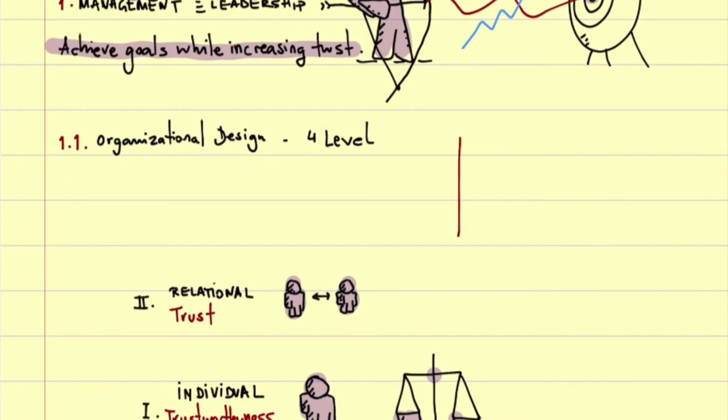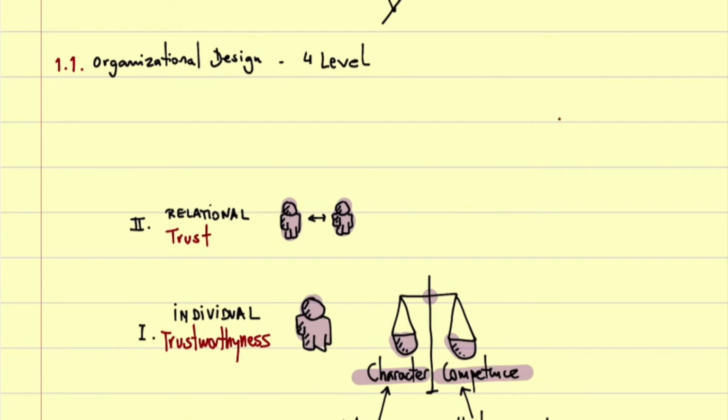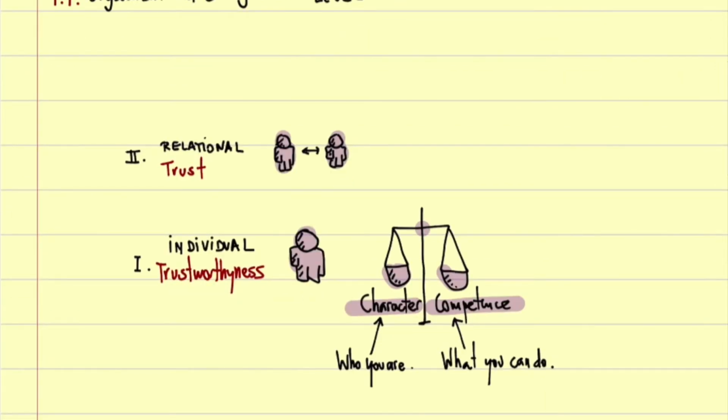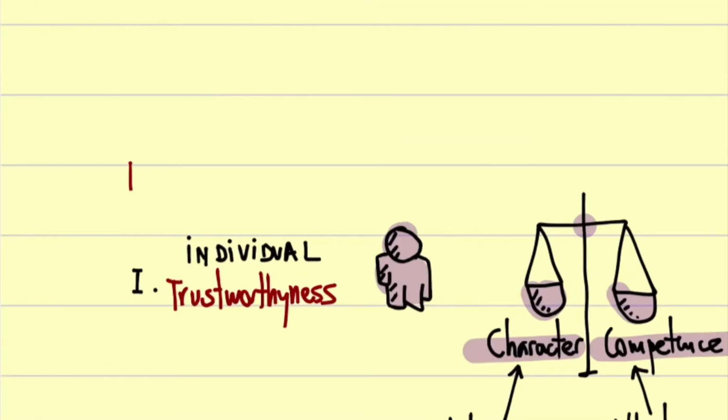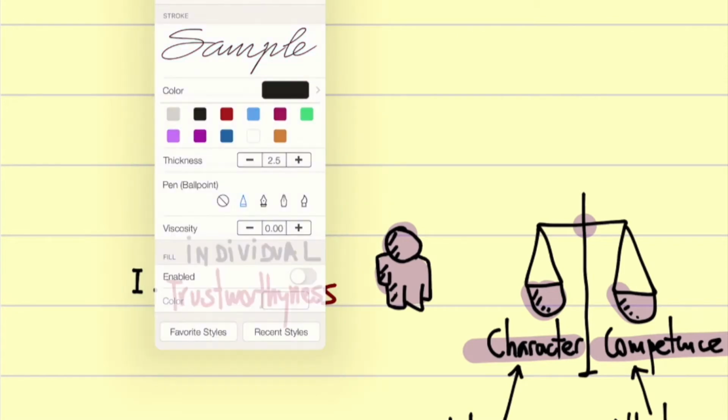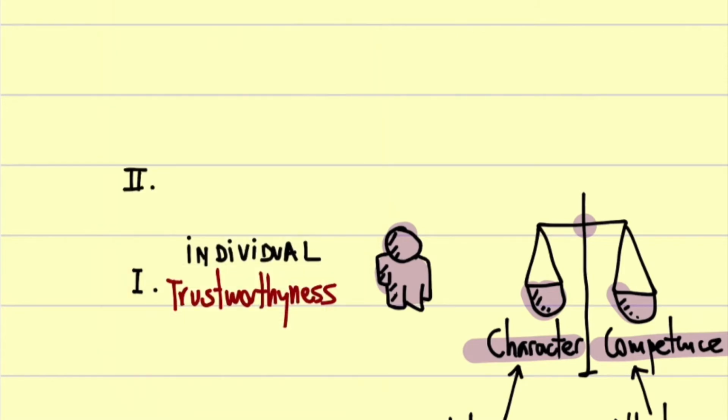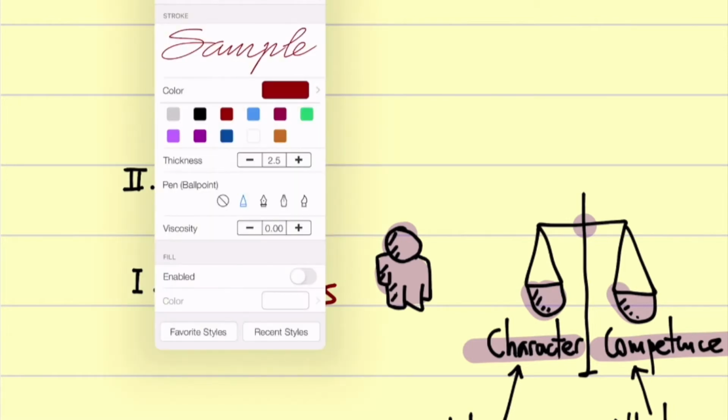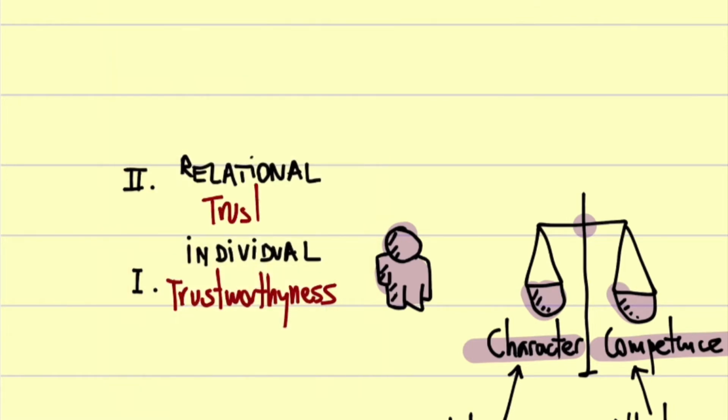At this level, wait. I'm running out of space here, so what should I do? I'm going to put it closer so that I get the whole picture. So the second level is going to be relational. We're talking about trust. I'm just repeating so that I get the whole picture later on.